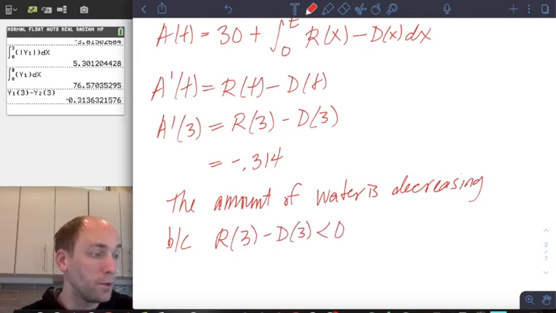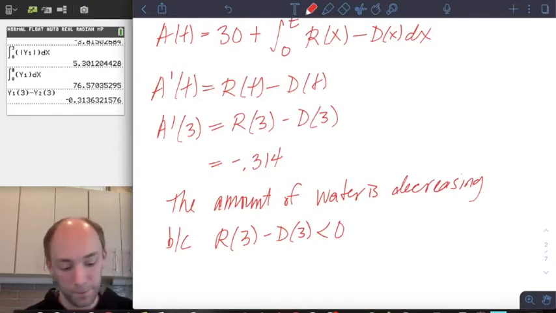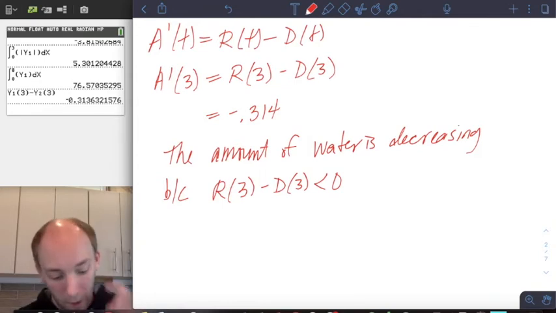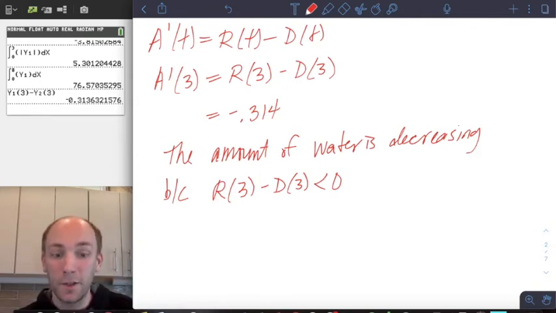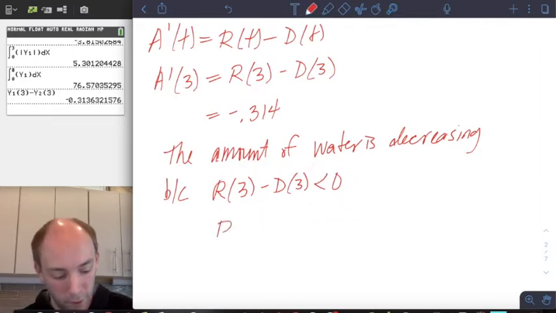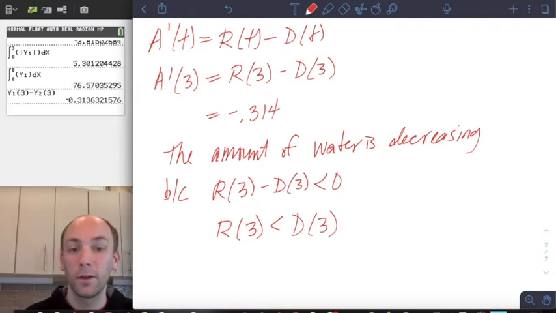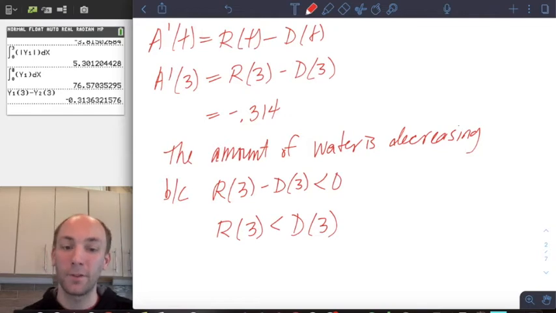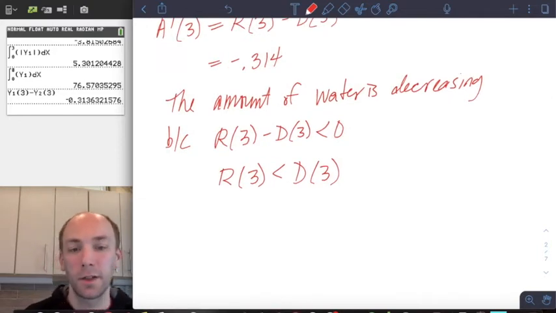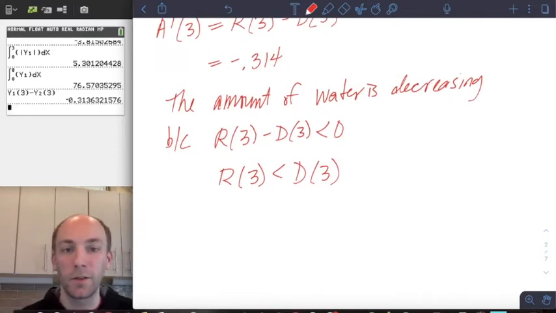Okay, and if you wanted to, you could even manipulate this a little bit. If we change this equation around, if we moved the d of 3 to the other side, the amount that's leaving is greater than the amount that's entering. So it should make sense that we are decreasing, okay? Either way you want to say it would be fine, all right? Whichever justification there.